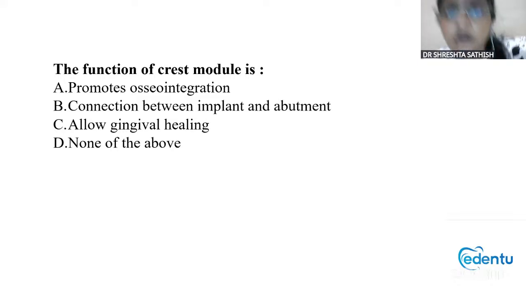What is the function of the crest module? What is a crest module in an implant? It is also called the collar of your implant.